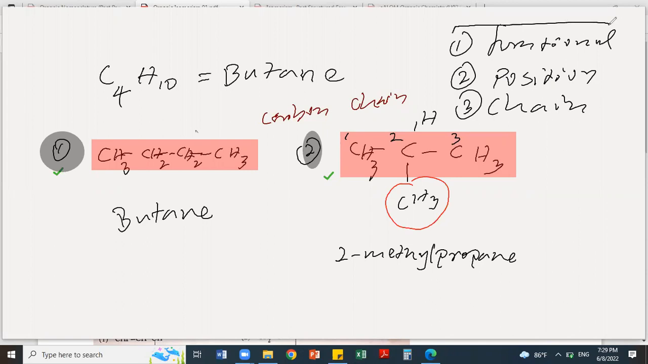These are the 3 types of isomerism due to the changing of the structure: chain, position, and functional isomerism. Right, very good. Okay, you remember this. So now the isomerism is nearly 40% done.